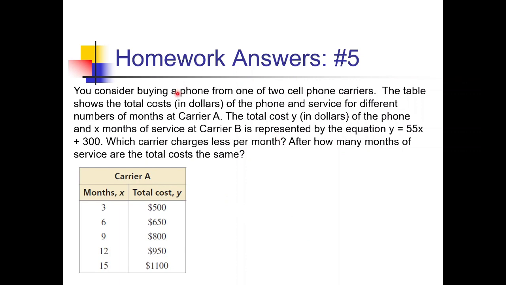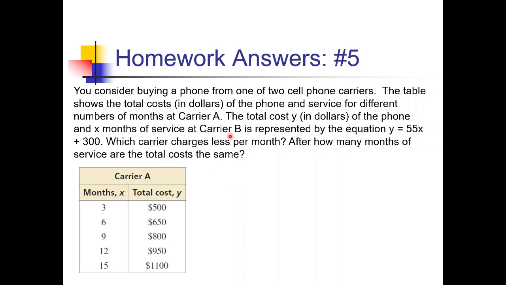For this problem, we have a lot of words going on here. So you're thinking of buying a phone from one of two cell phone carriers. The table shows the costs of the phone and the service for different numbers of months for carrier A, and then the total cost of the phone and after x months of service for carrier B is just represented by this 55x plus 300 equation. So we have information from A in one form, information for B in another form. So based off this, which carrier charges less per month, and after how many months of service are the total costs going to be the same?